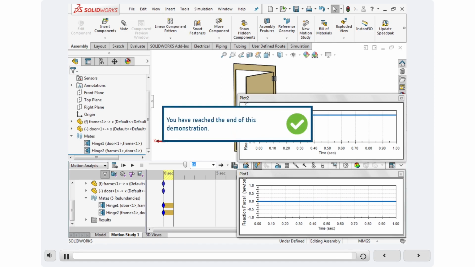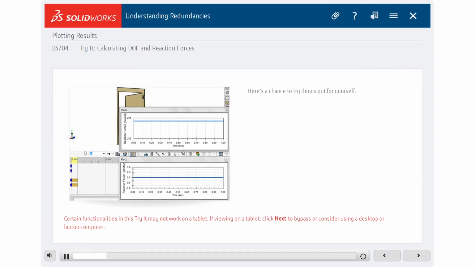That brings us to the end of this demonstration. Click Next to continue. Now you take the controls and find out how much you have learned about calculating degrees of freedom within SolidWorks Motion and plotting the reaction forces. Click Try It to launch the simulation and go through the steps on your own.